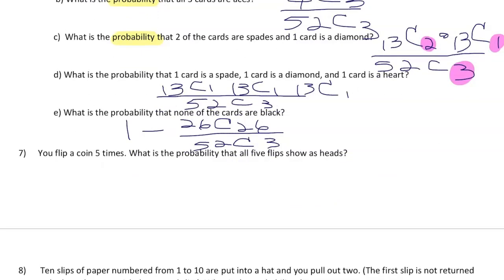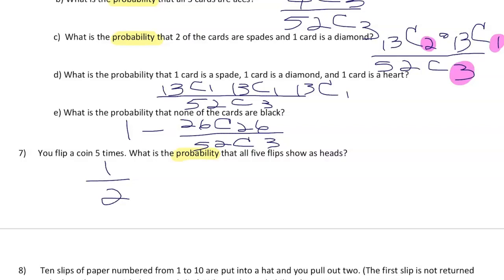Then we go to a flip the coin problem. You flip a coin 5 times. What's the probability? Okay, so you're dealing with probability again. It's a fraction. That all 5 flips show as heads. Okay, each flip is 1/2.